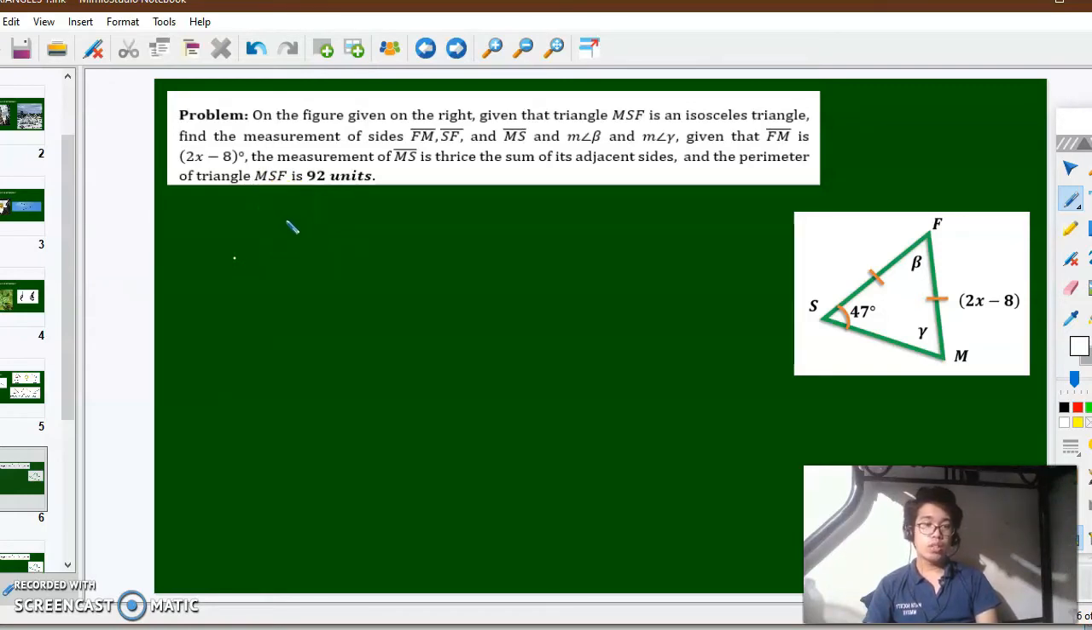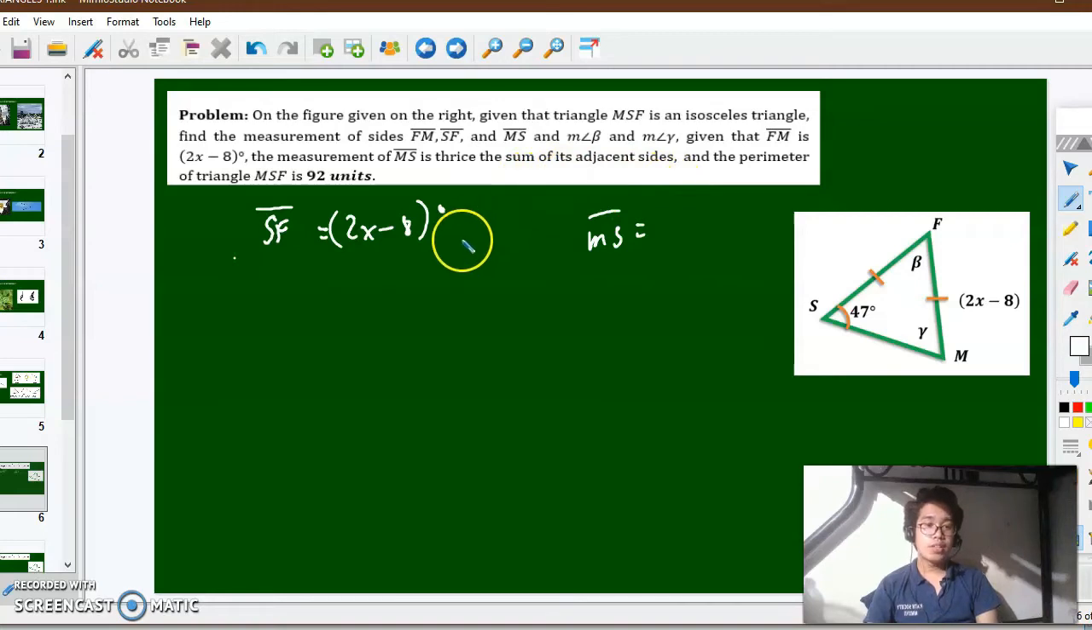We know that this is an isosceles triangle, so that means the measurement of side FM is the same as side SF. So side SF also measures 2x minus 8. So therefore, we can add the three together, but we're still missing the measurement of side MS. But it says here that the measurement of side MS is thrice the sum of its adjacent sides.